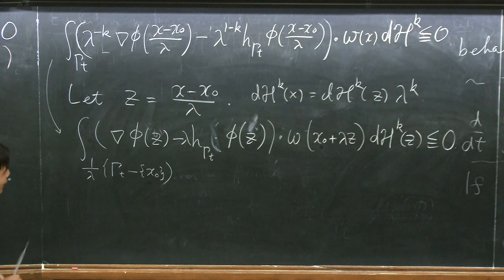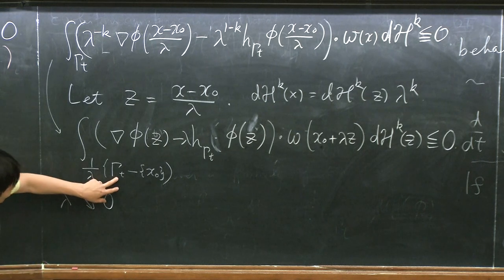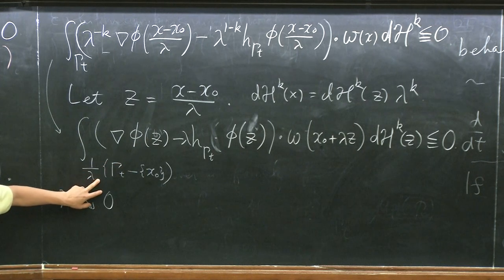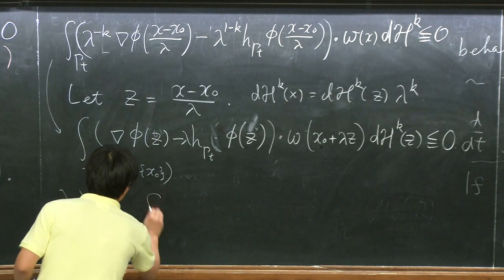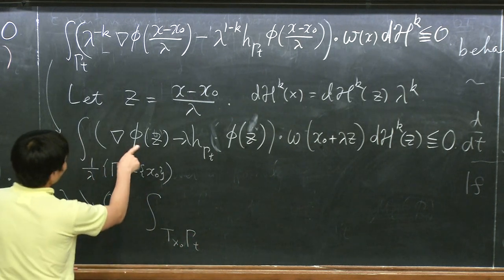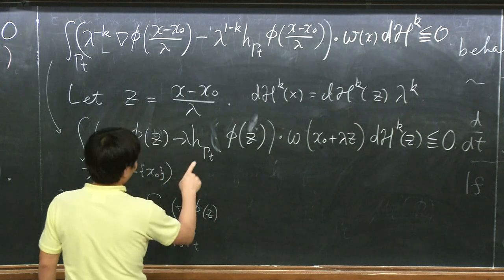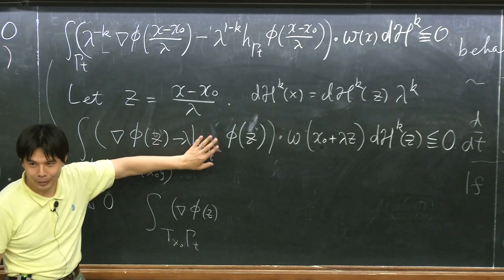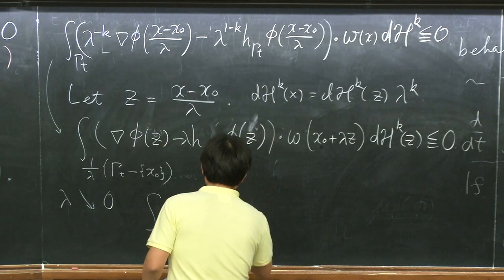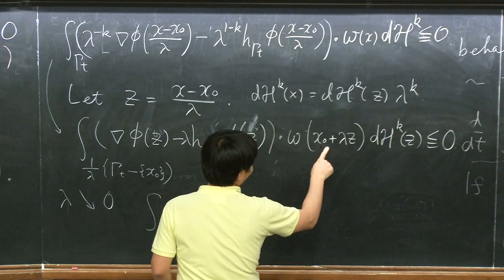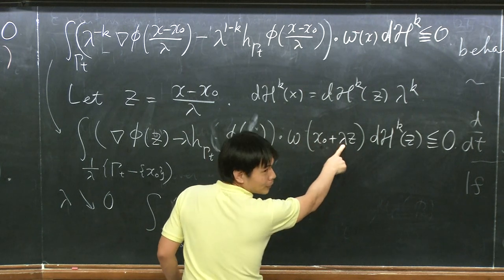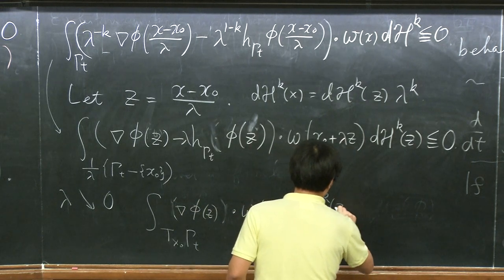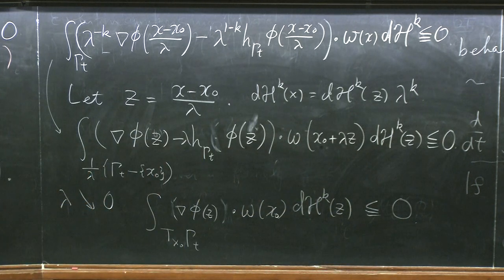So everybody's following the computation. Now, when lambda goes to zero, what happens to this one? This is a nice smooth surface, so after stretching, this converges to the tangent space at x0, as everybody can agree. And this one is the same. And this one, as pointed out, has an extra lambda, so when lambda goes to 0, it just drops out and becomes 0. So you're left only with the first term. And also this w, as lambda goes to zero, becomes just a constant vector. So in fact you are left with this being less than or equal to zero.